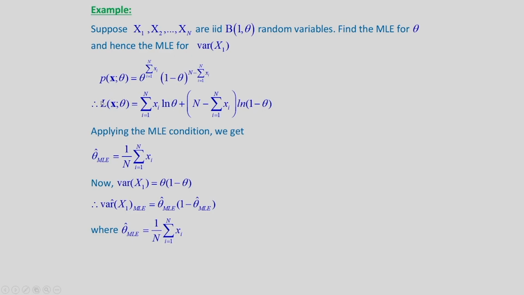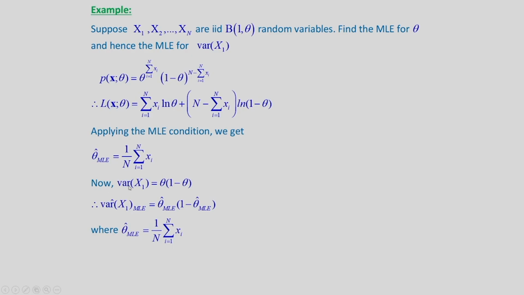So, if we take the logarithm, then we will get the log likelihood function, and this will be given by summation xi, i going from 1 to n, times log of theta, plus n minus summation xi, i going from 1 to n, times log of 1 minus theta. Now we can take the partial derivative with respect to theta and make it equal to 0, and we will get theta hat MLE is equal to 1 by n into summation xi, i going from 1 to n. So, this is the theta hat MLE for this parameter theta in the Bernoulli random variable.